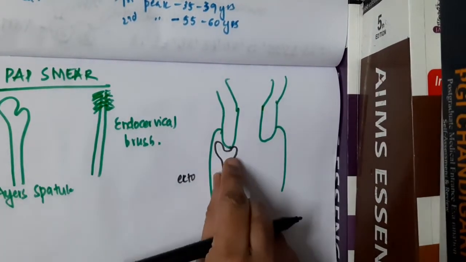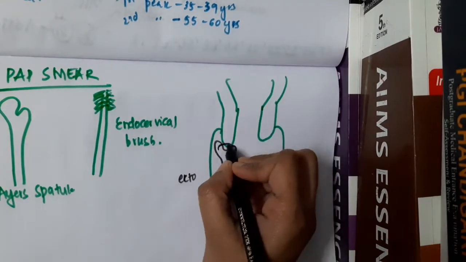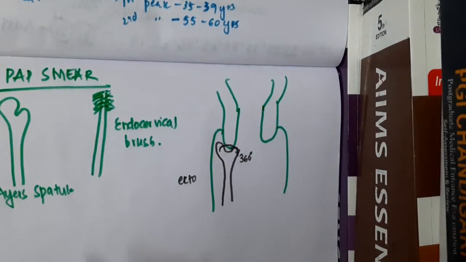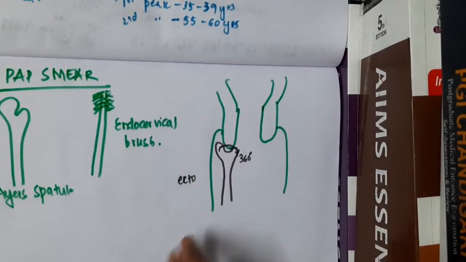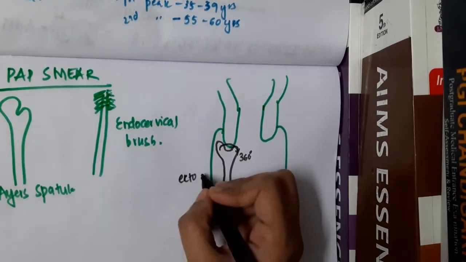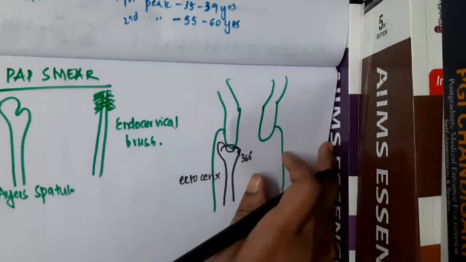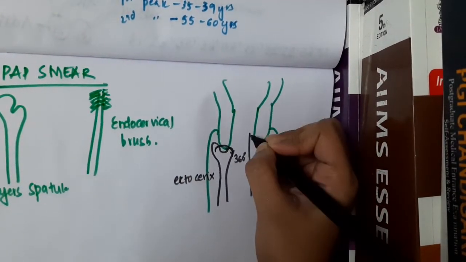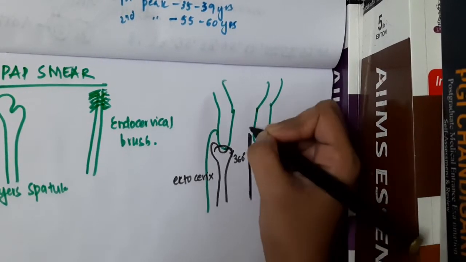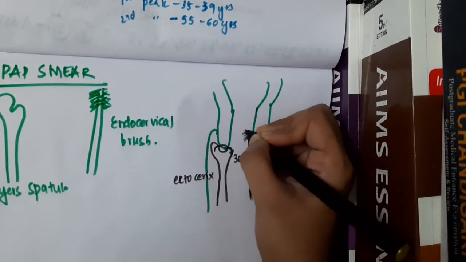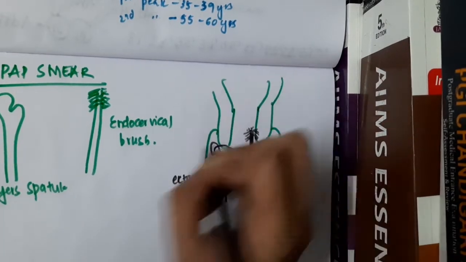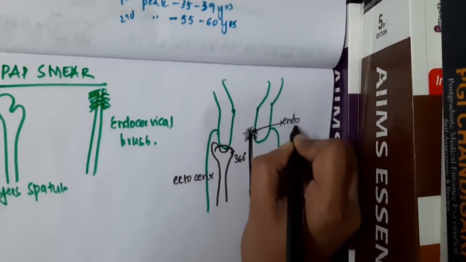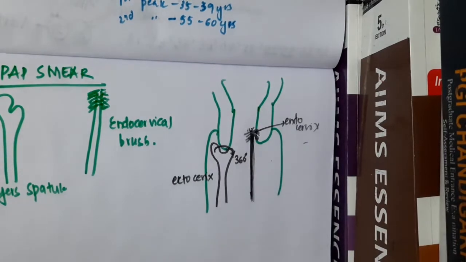See, we will introduce the Ayre's spatula like this, and we will rotate it 360 degrees over the portio vaginalis of the cervix, and then we will remove it and prepare the first slide. This is mainly for the ectocervix. Then we will take the cytobrush and let it go till the endocervix. Okay, this is the endocervix, so it has reached the endocervix. Now this cytobrush is for the endocervix, and we will prepare the second slide.